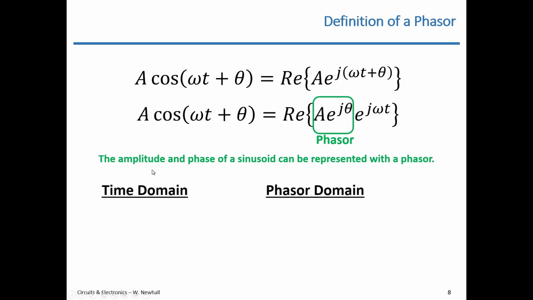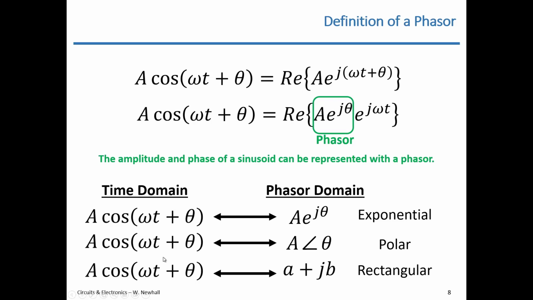Okay, so I like to call this the time domain, and this is the phasor domain. I'll often call it the phasor form of the sinusoid. On the left, this is just the sinusoid. On the right, for exponential, polar, and rectangular, you can visualize that now. These are the forms. The exponential form is what we just showed. That's the phasor that represents the amplitude and the phase of this cosine.